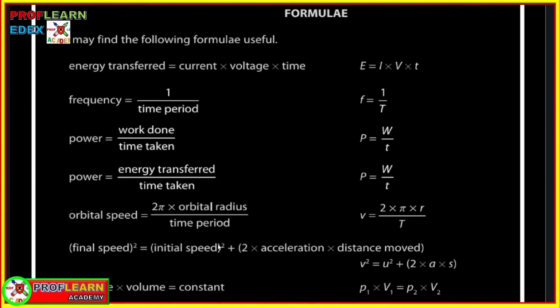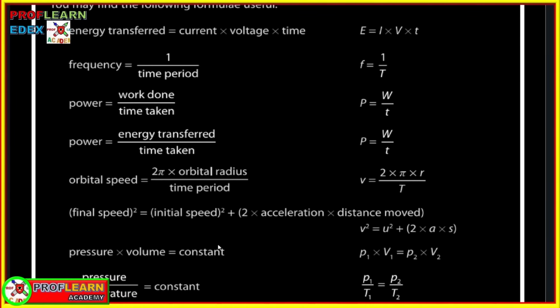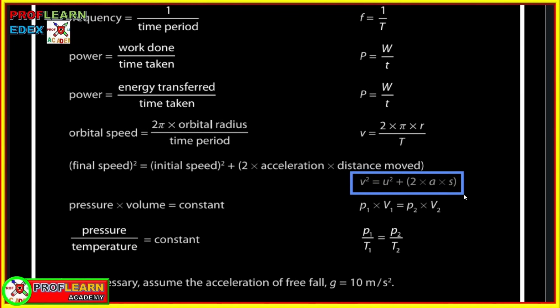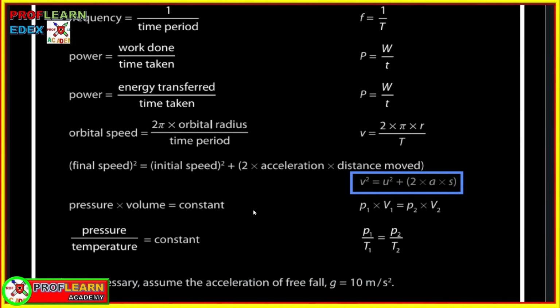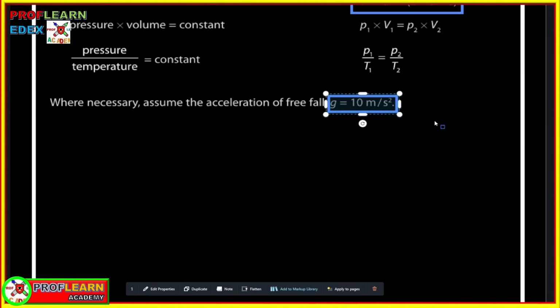So the first thing that you are provided with is some of the formulas which can enable you work out some of the equations. And you can see here we are given equation of motion, and this is mostly the equation of motion that is tested. And we are given also the constants you'll be using, with gravitational field strength.